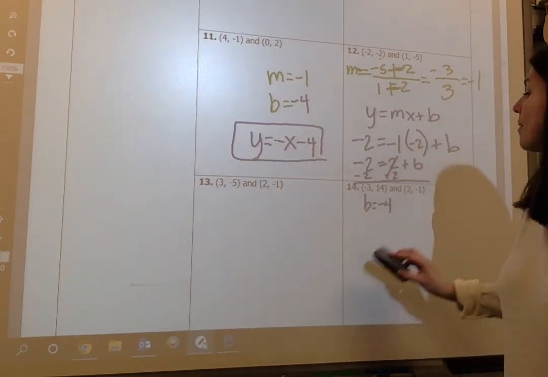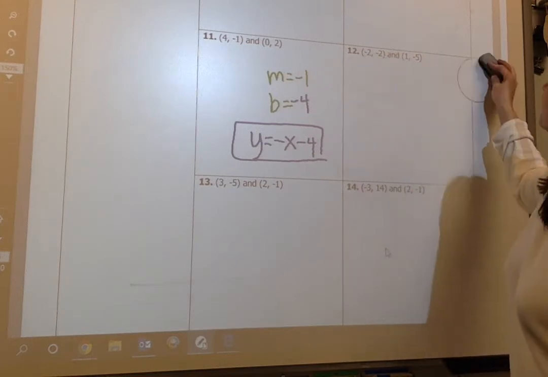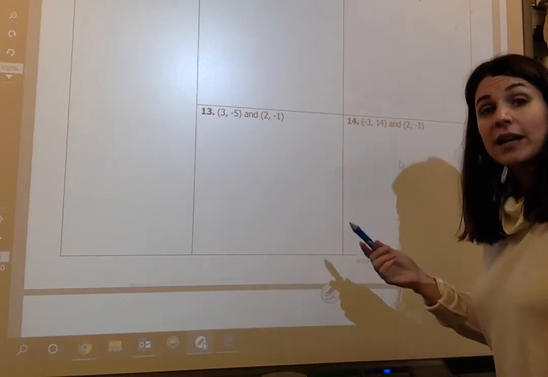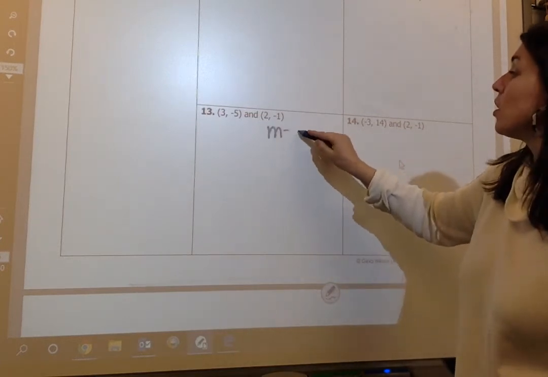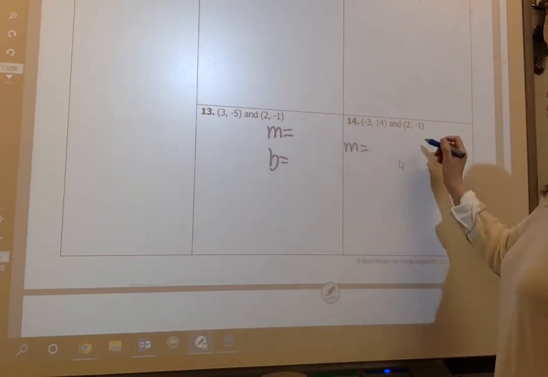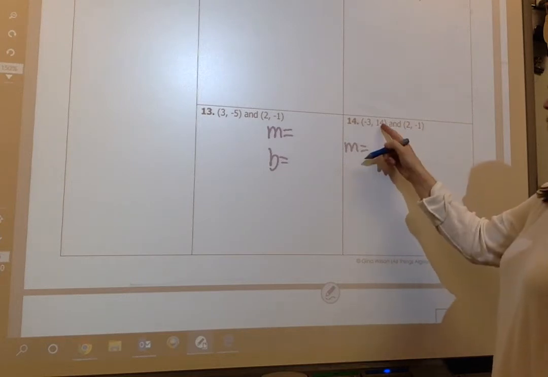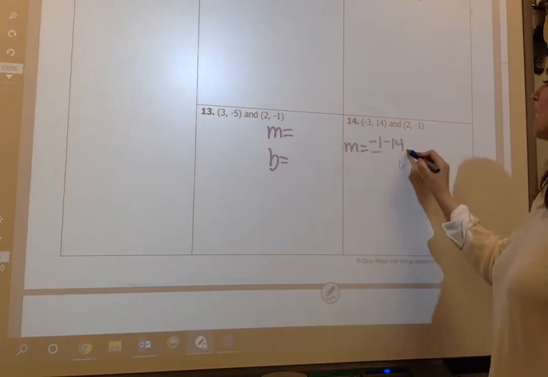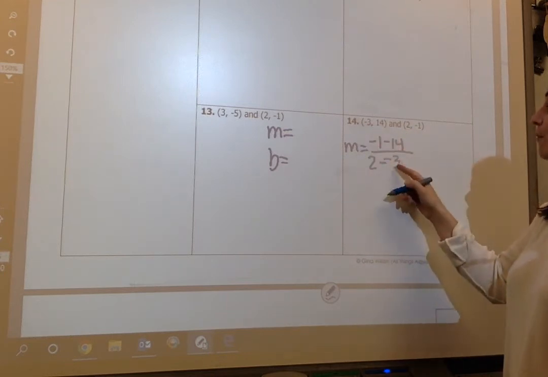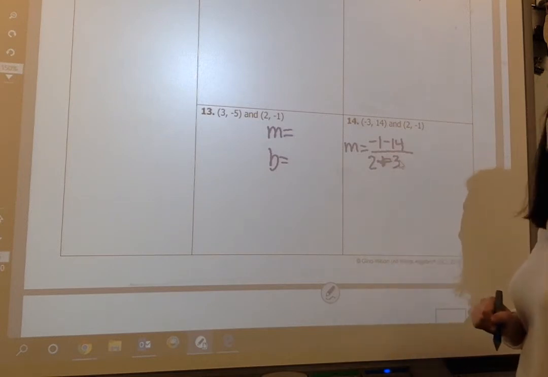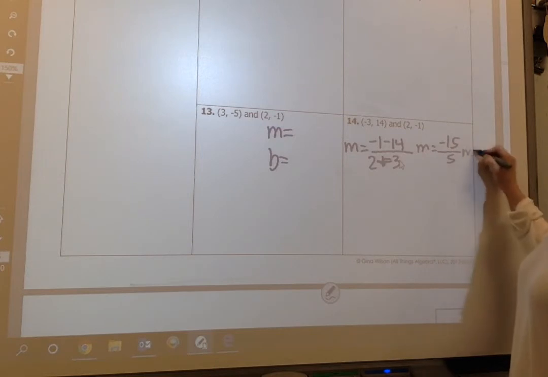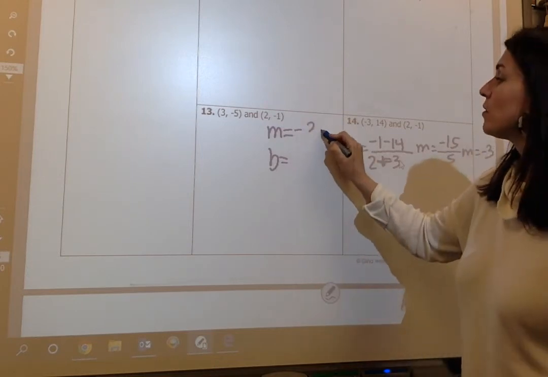Okay? All right, let's do number 14. So step 1 is to find your slope. Remember, the goal is slope and y-intercept. So for slope, I'm going to use my formula, y2 minus y1, so negative 1 minus 14 over 2 minus a negative 3. When you have minus a negative 3, when we simplify, this becomes positive. So slope, when I simplify it out, is negative 15 over 5, which reduces to negative 3. Perfect. Slope is negative 3.